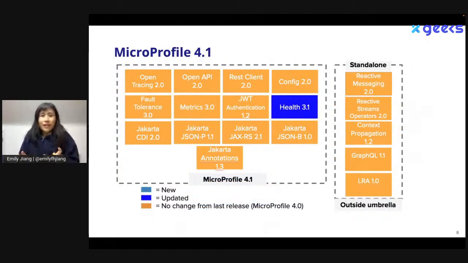So this again gives you another representation of MicroProfile 4.1. On the left is called the platform release, and on the right-hand side is the standalone release. So when we talk about 4.1, we mainly talk about all these specifications. Outside this umbrella release, we have standalone releases like Reactive Messaging, Reactive Stream Operators, Context Propagation, GraphQL, and LRA.